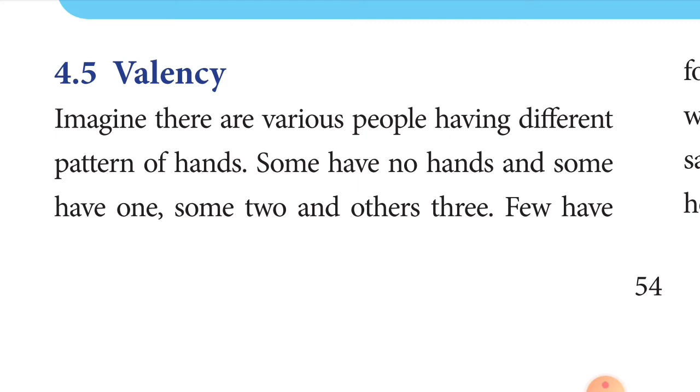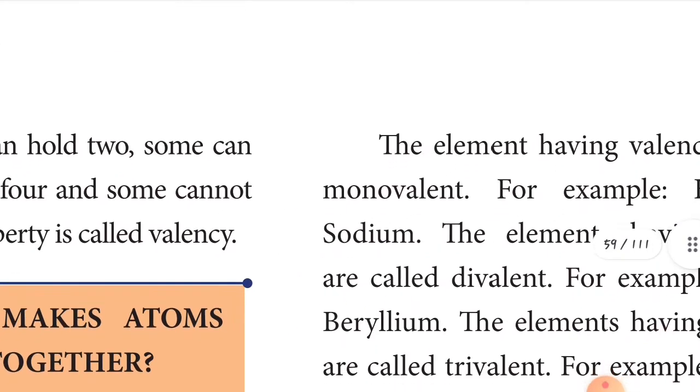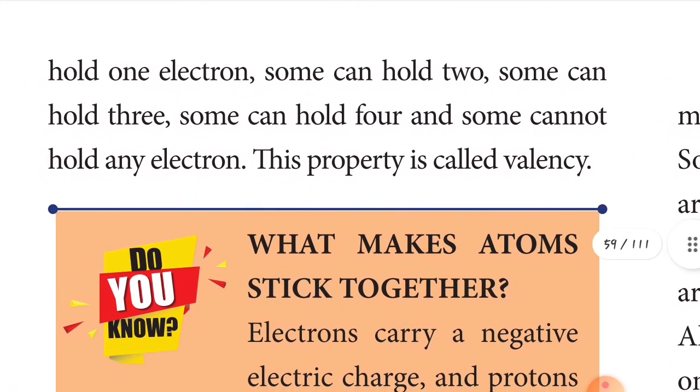In the same manner, atoms can share one electron, or two, three, or four electrons. Some cannot share any electrons. This property is called valency. Okay, is this clear to you, children? Yes. Now let's see the whole electrons.